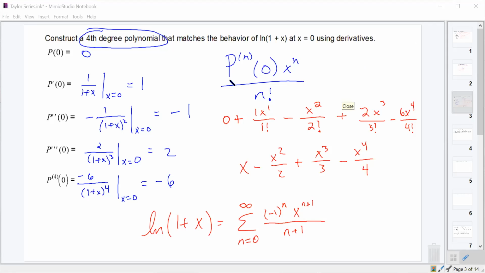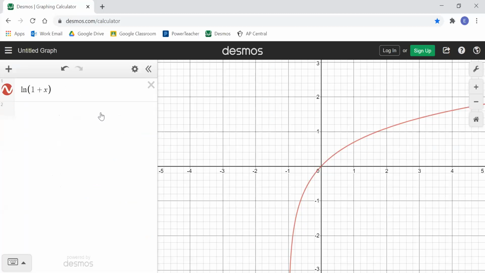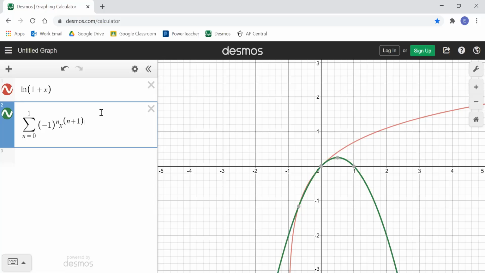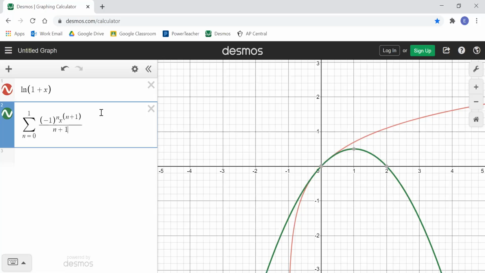So now that we've written out this series itself, we had the sum from n equals 0 to start at 1, and we had -1 to the n, and we had x to the n plus 1, and we divided it all by n plus 1. Right? And as we went, we just did like 4 or 5 terms there. If we put 10 terms on, you can see it's even better.